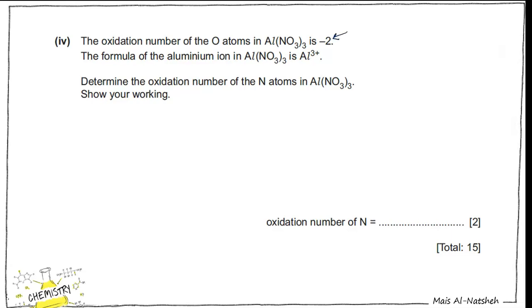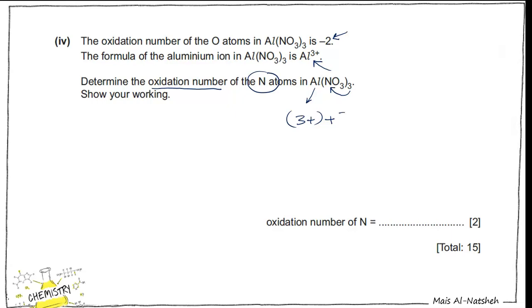Next one. The oxidation number of oxygen atoms in aluminum nitrate is -2. The formula of aluminum ion in aluminum nitrate is Al3+. Determine the oxidation number of nitrogen atoms in aluminum nitrate. What should I do? I have to notice that the overall charge here is 0. There is no charge. It's a neutral salt. Now the charge for aluminum is 3 positive.